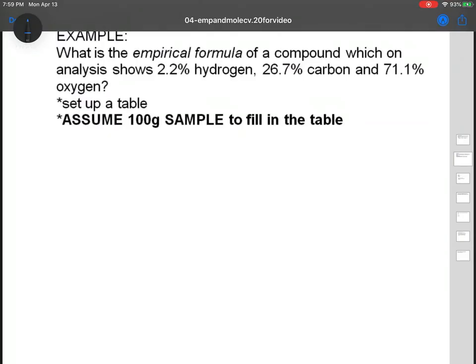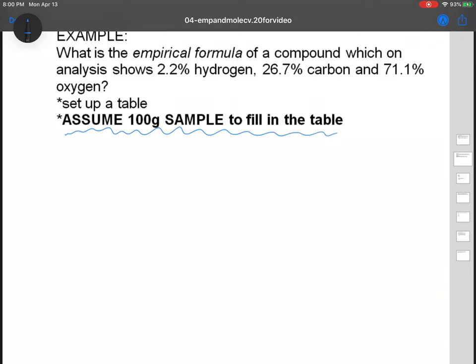Okay, so in our first example here, what is the empirical formula of a compound which has 2.2% hydrogen, 26.7% carbon, and 71.1% oxygen? So you can do these questions a variety of ways. The note does have a table in it. I recommend that you set up a table because it makes your life easier, and you just do the math as row 1 divided by row 2 equals row 3. It helps to organize the information.